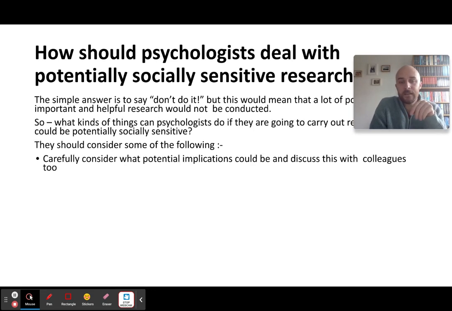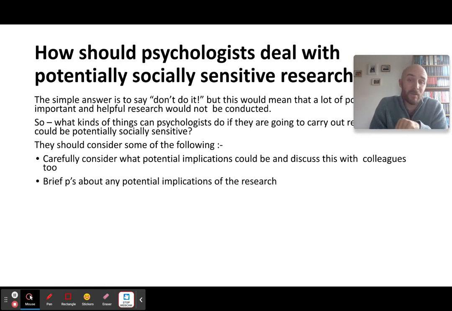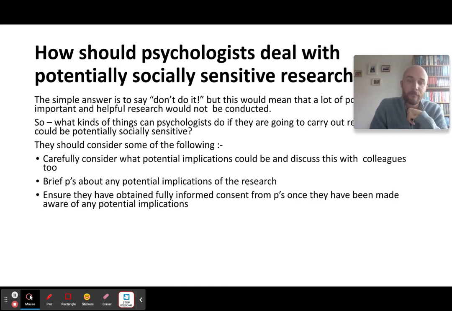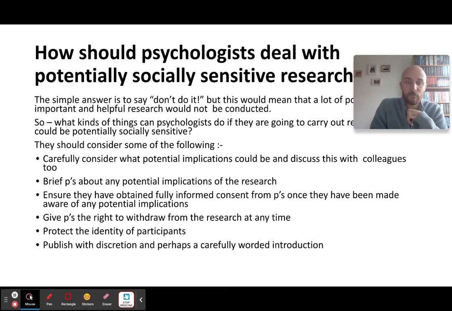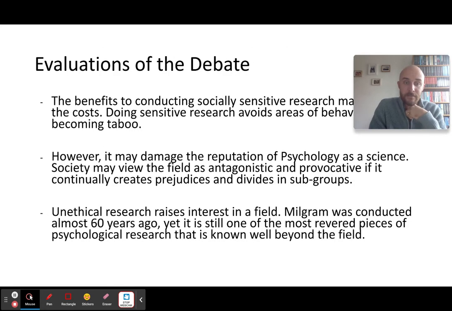These are things you should take into account. You should carefully consider what the implications will be and discuss these with colleagues. You should brief participants about the potential implications of the research and say, look, there is a chance this is going to offend some people. Do you still want to take part in the research? You want to get informed consent from them and give them the right to withdraw, but probably that bottom one is the most important. As it's the last point of the last slide, you want to publish with discretion and perhaps give a carefully worded introduction, right? You want to be aware that your research is going to be offensive.